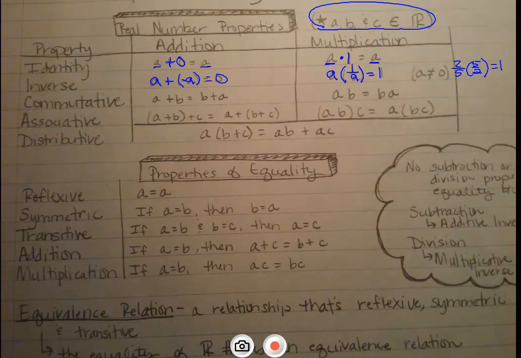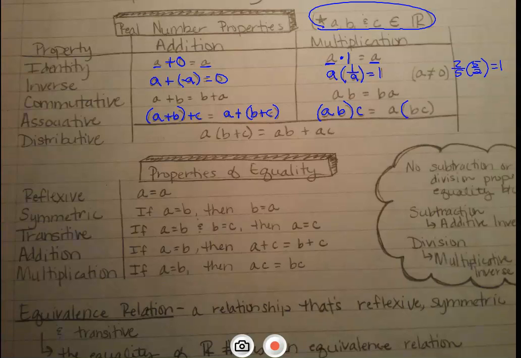The associative property has parentheses in it, but it's what changes inside the parentheses. We can add A plus B first because it's A plus B plus C, or we can group B and C together, add them first and then add the A to it after. And it's the same thing with multiplication. If we put parentheses around it, we're multiplying A times B first, and then we multiply C.